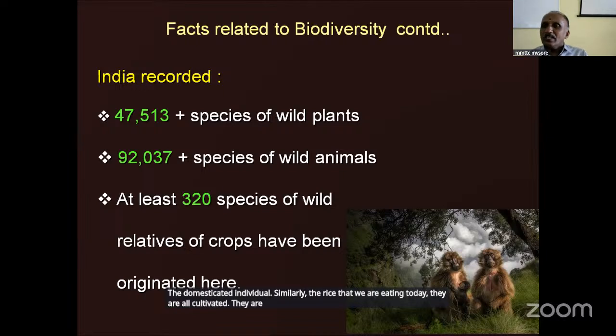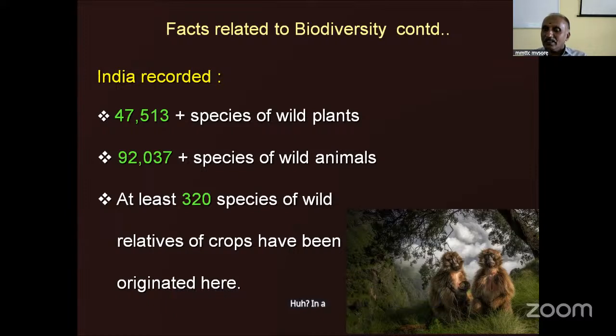They are not wild varieties. Wild varieties have been naturally born, naturally produced in a geographical area over a period of time through the process of evolution. They are called wild species.